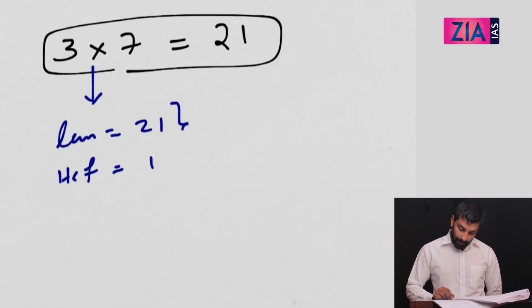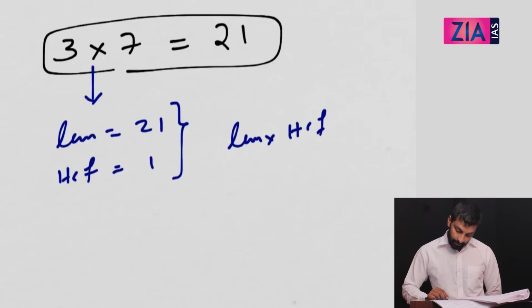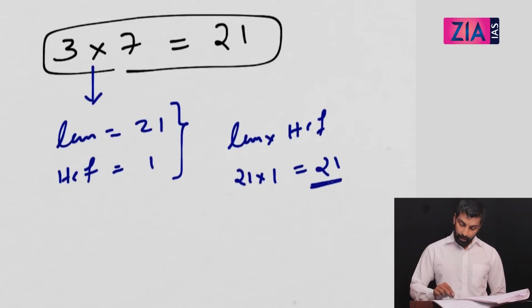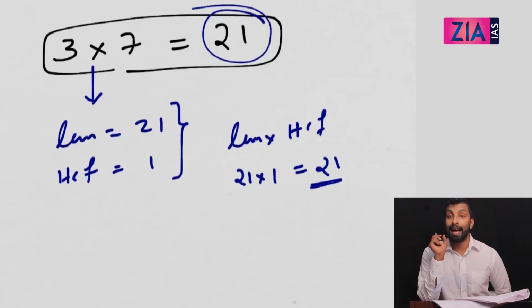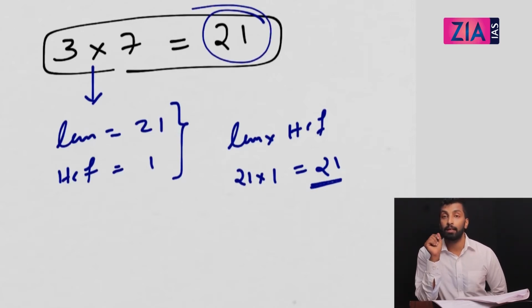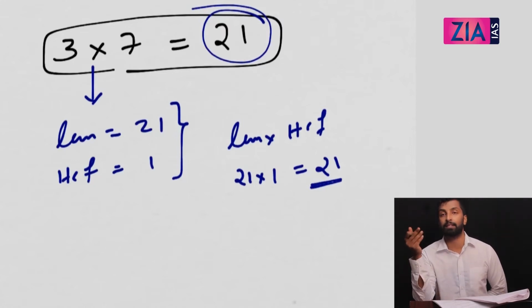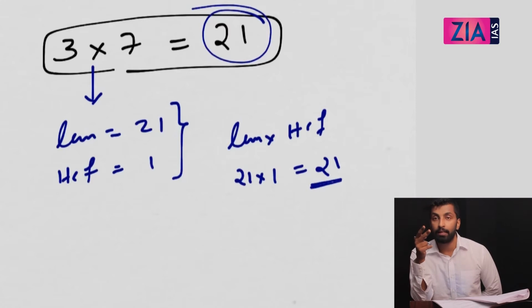Now the point which I need to tell you is, if you multiply LCM into HCF, what you get is 21 into 1, that is nothing but 21. We already got 21 here. What is that 21? That 21 is actually the product of the two numbers. So what you can conclude is that the product of two numbers is equal to LCM into HCF. Very, very important. Based on this you can get questions and you need to solve them. If you know this concept, many questions you can solve faster. So the product of two numbers is equal to LCM times HCF.